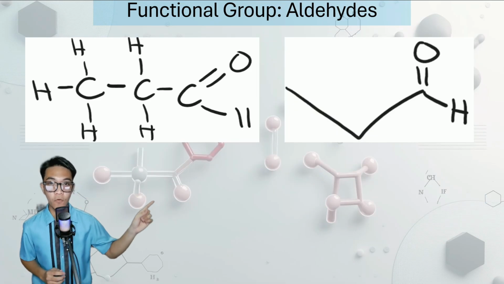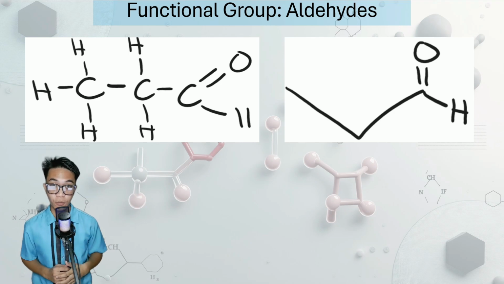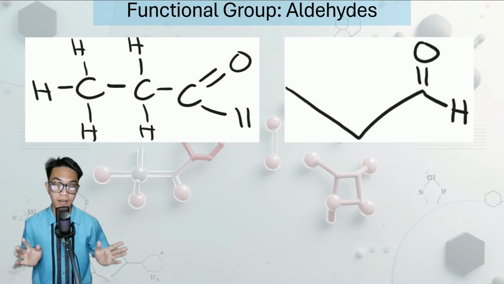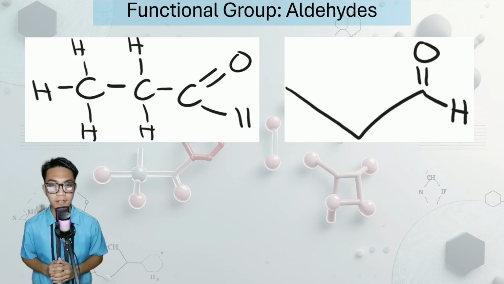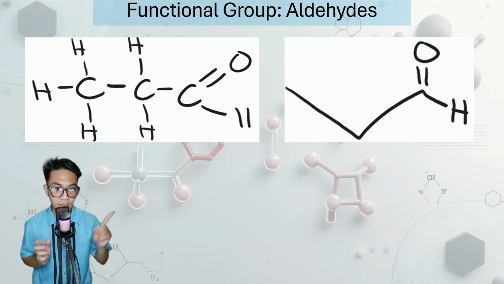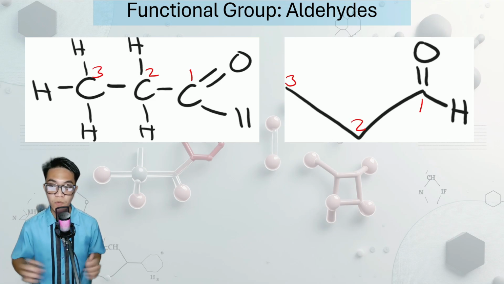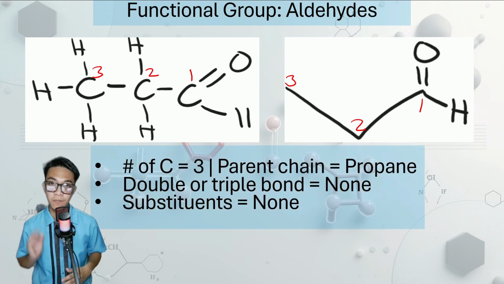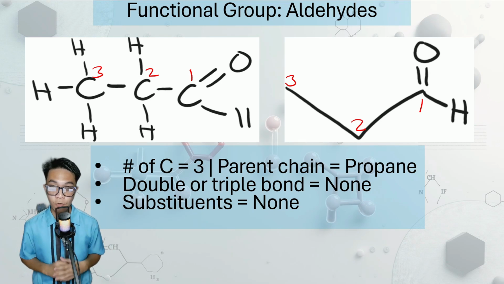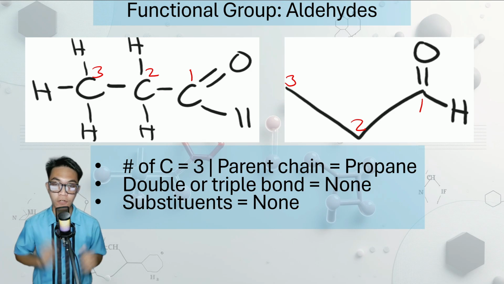Let's get into naming aldehydes with our first example. I have here both the graphical and the skeletal formula for an aldehyde. They're the same aldehyde, but with different graphical representations. It's time for us to name this aldehyde. First, let's find the parent chain by counting the number of carbon atoms present. In this case, we have 1, 2, and 3. I have here a checklist, a step-by-step process to get to know our aldehyde. First, the number of carbon atoms, that is 3. So our parent chain is propane, as we can't see any double or triple bond.